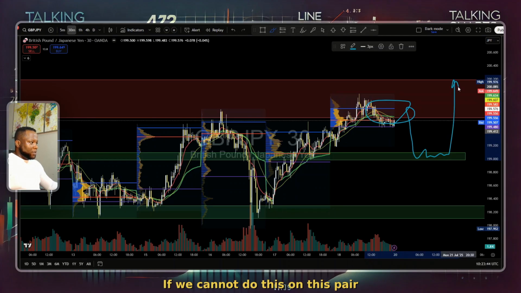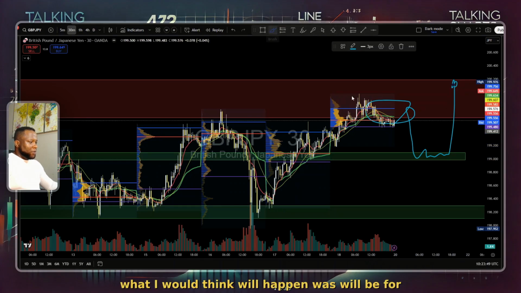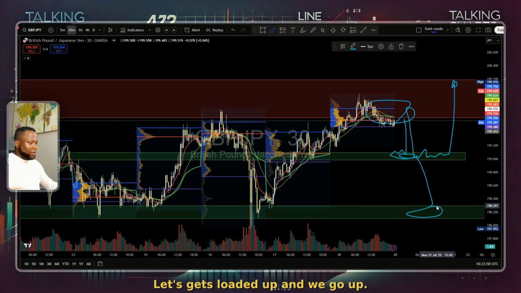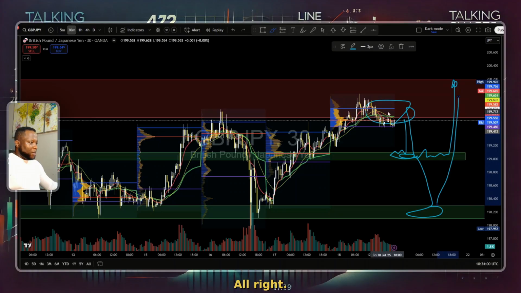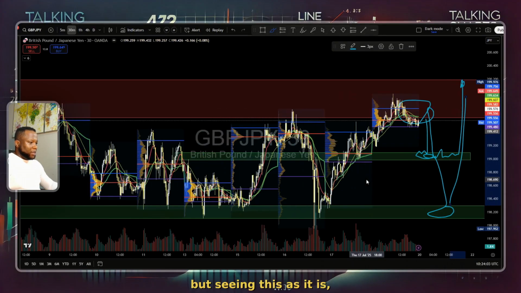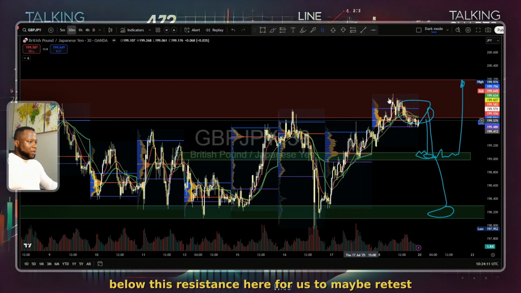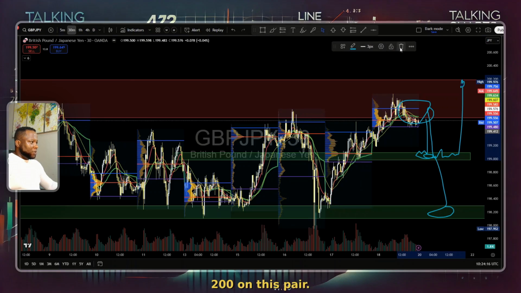If we cannot do this on this pair the coming few days, then what I think will happen is for price to maybe go down here, do a little bit of that. Okay, consolidation comes down to this area, buys get loaded up and we go up. All right. But seeing this as it is, price already did a double. This is like a resistance or support zone. So hopefully price can break below this resistance here for us to maybe retest the 200 on this pair.